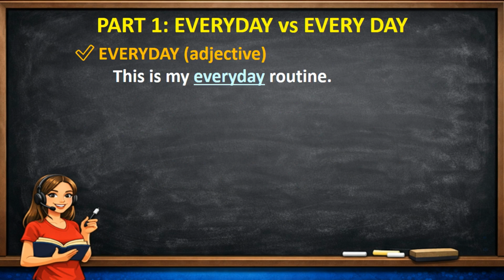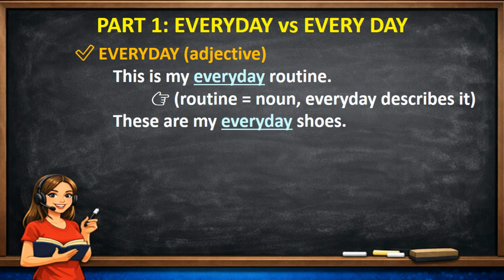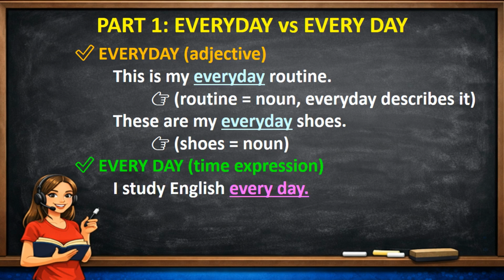Everyday, one word as an adjective. Example, this is my everyday routine. See, routine here is a noun, and the word everyday describes it. Another example, these are my everyday shoes. The word shoes in this sentence is also a noun, which is described by the word everyday. Let's compare to every day as an adverb of time expression.